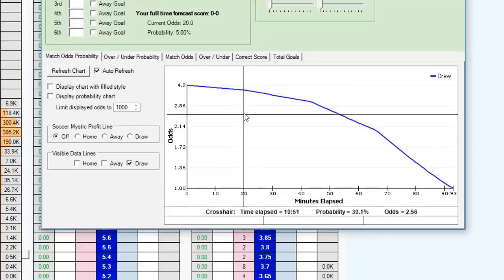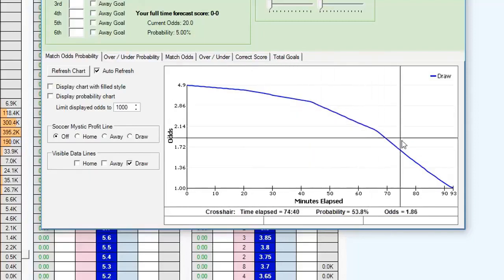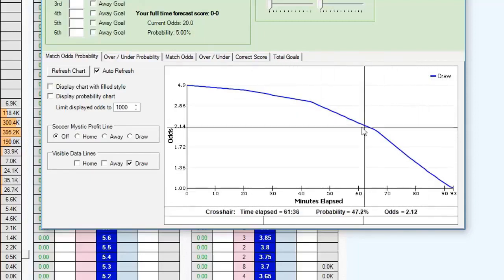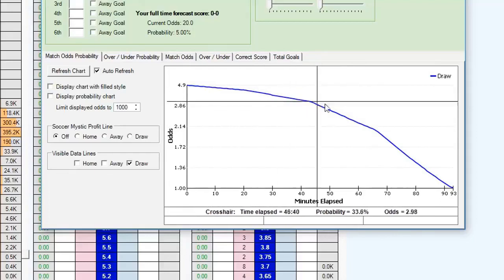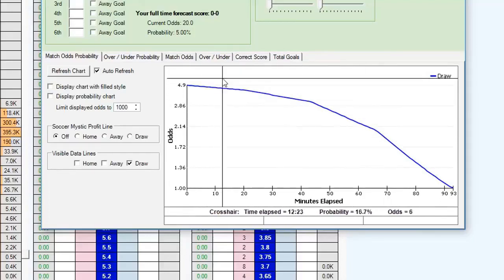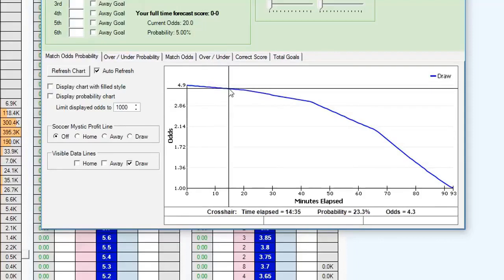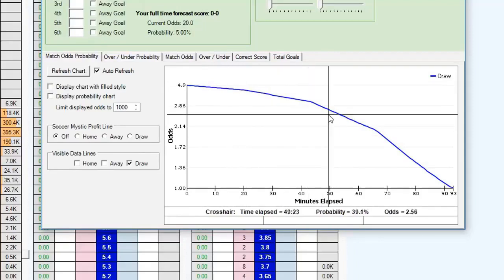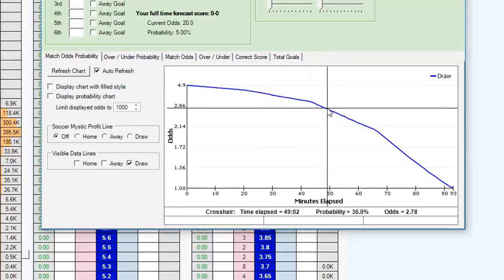You should note as well, as I move the crosshairs around, can you see it's mapping the odds? It's just a quick way of getting a visual reference as to where the odds are and what the odds are telling you at that particular point in time, because obviously you can't read that from the graph. You're going to have to point the mouse at a particular area of the graph, and then you can look at the odds displayed underneath.